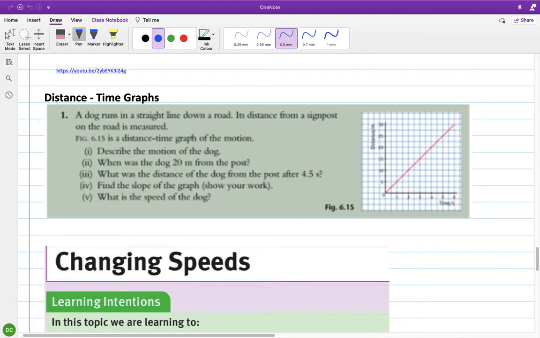Okay, so a dog runs in a straight line down a road. Its distance from a signpost on the road is measured. So this is the dog down here at the signpost. And then after 1 second, that dog is 5 meters from the signpost. After 2 seconds, that dog is 10 meters. After 3, the dog is 15 meters away from the signpost, and so on. Describe the motion of the dog.